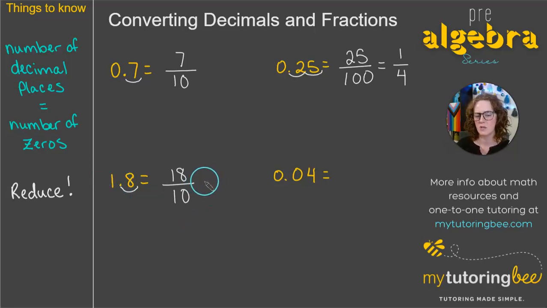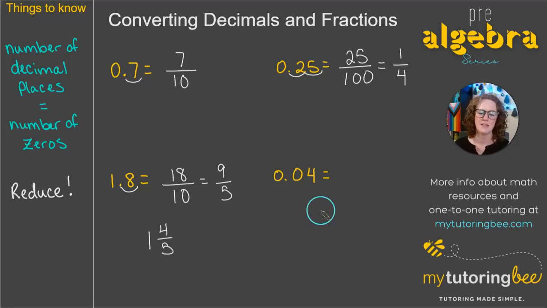So let's go ahead and reduce this first. 18 and 10 can both be divided by 2. That gives us 9/5. So we could leave it as that and leave it as an improper fraction. However, we could also change it to a mixed number. 5 can go into 9 one time with 4 left over. So that would be our mixed number, 1 4/5.